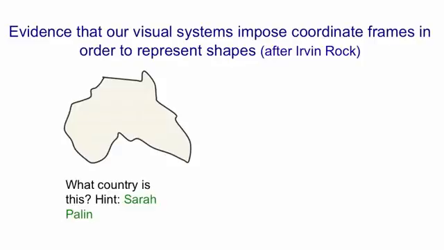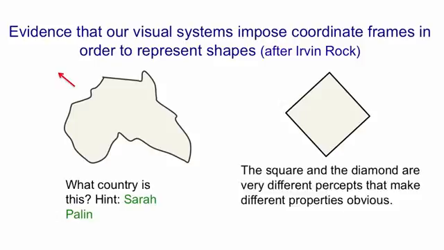If you tell them where the top is, that it's that way up, they immediately recognize that it's Africa. If they know what coordinate frame to impose on it, it immediately becomes a familiar shape. Similarly, if I give you a shape like this one, you can perceive it as a square or you can perceive it as a diamond. Those are two completely different percepts. What you know about the shape is totally different depending on which way you perceive it.